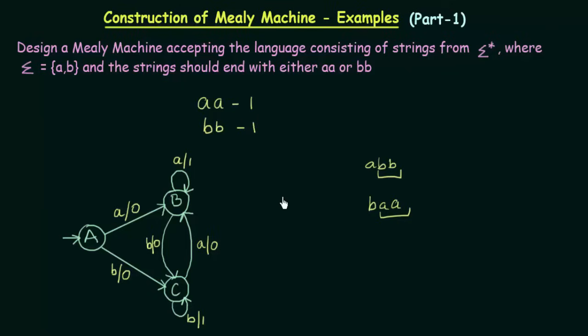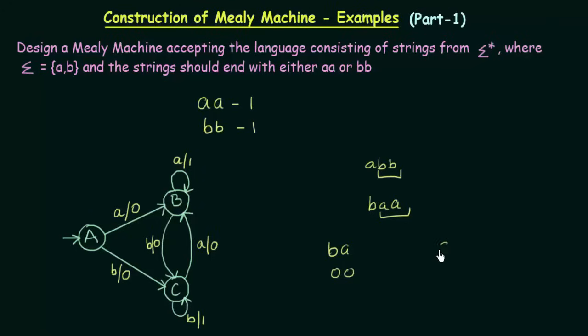Let us check for a few strings. Let's say that I am checking BA. On BA, what happens? From A, if I get the input B, it goes to C printing 0 in the beginning, and then on C, when I get the input A, it goes to B printing 0. So here we will get 0 0. There is no 1. So we see that there was no sequence of AA or BB present.